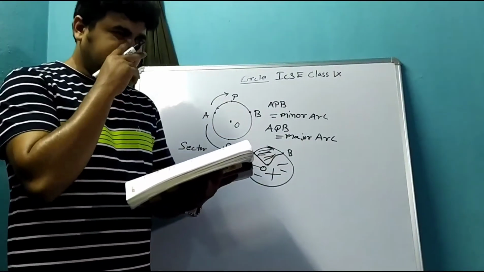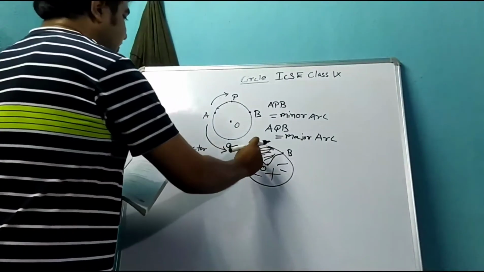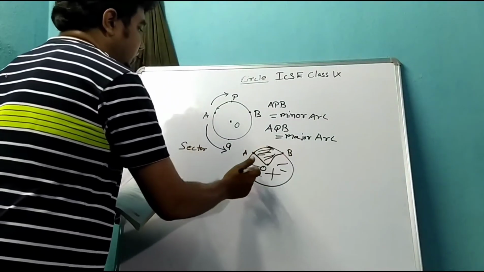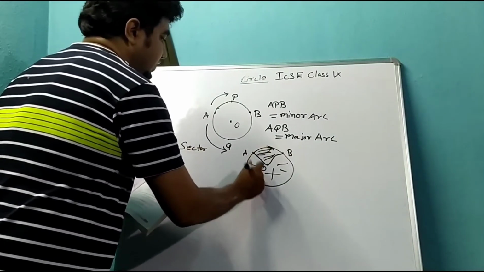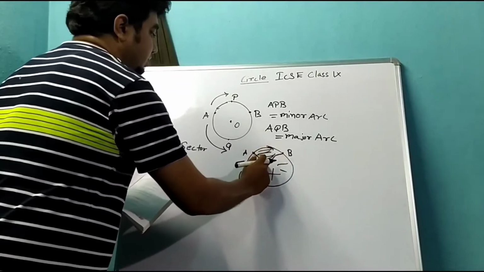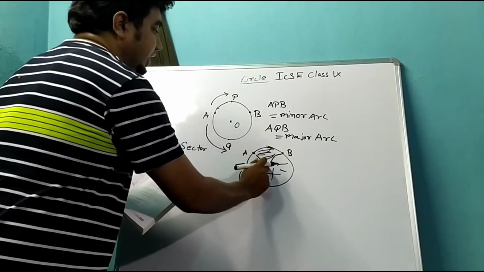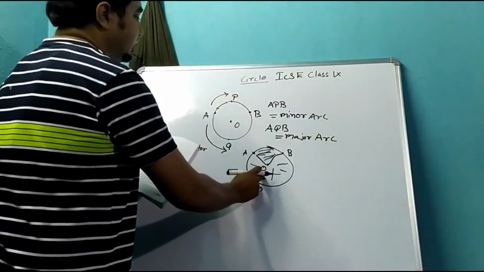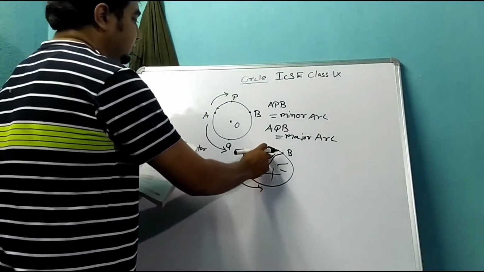This is an arc. A to B is an arc, and A to B in this direction is also an arc. This is the anti-clockwise direction if we are going from A to B. We are just joining the lines A to O and B to O. So this is the major sector, and this is the minor sector.